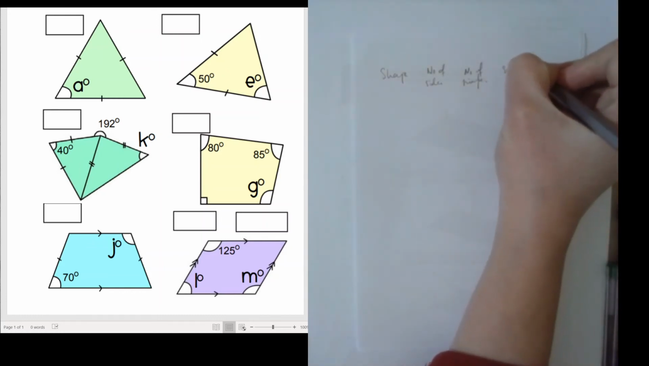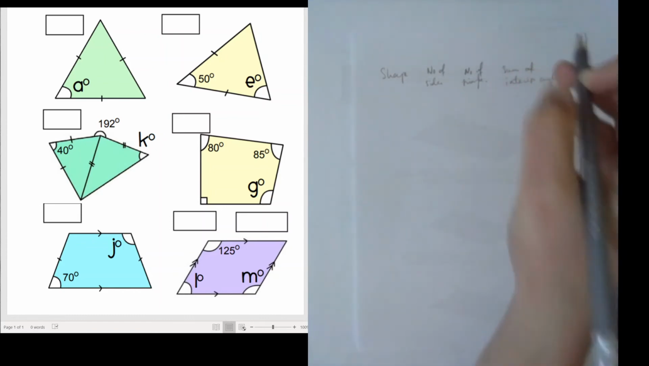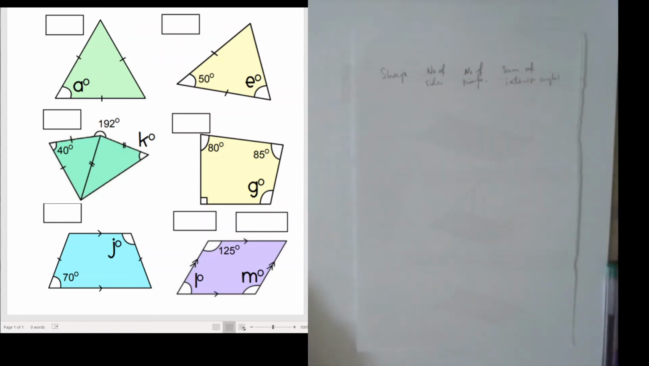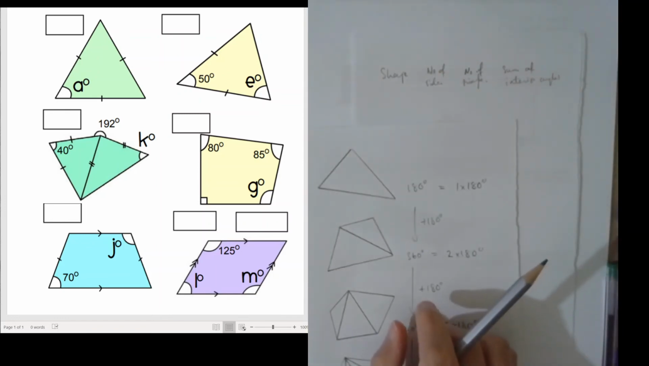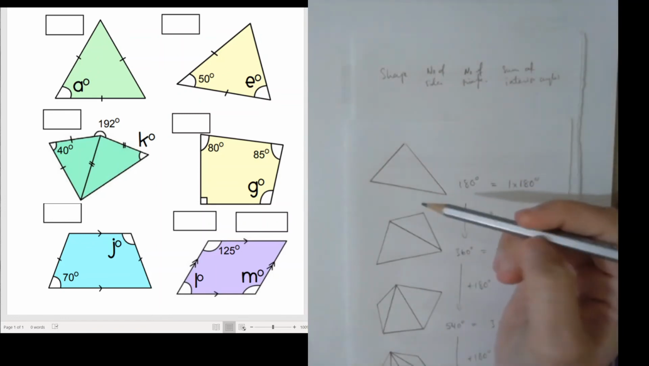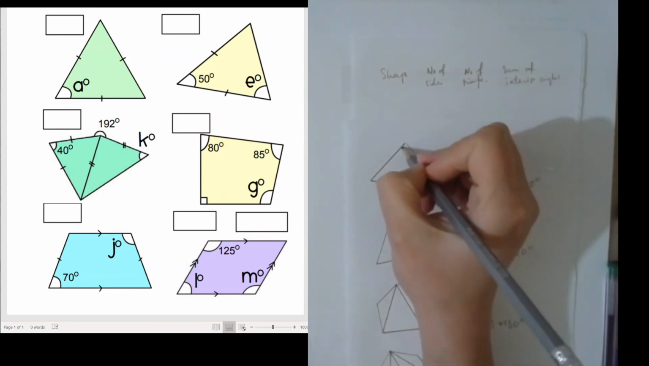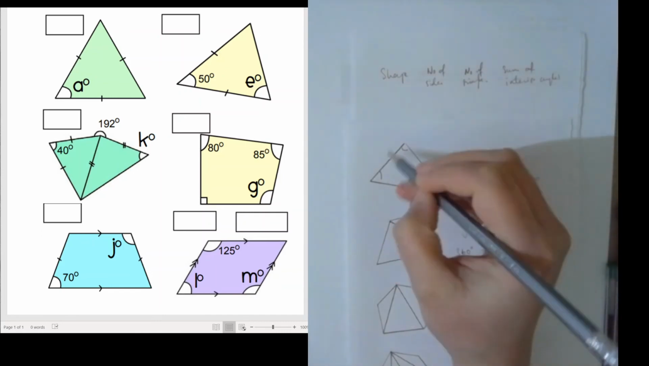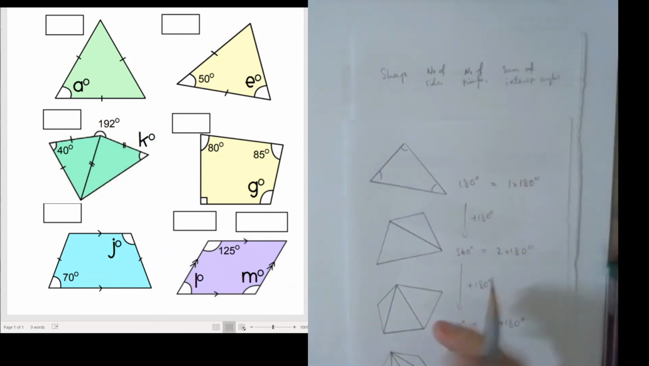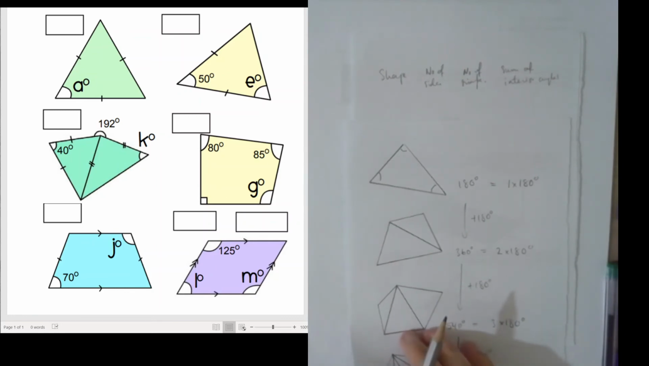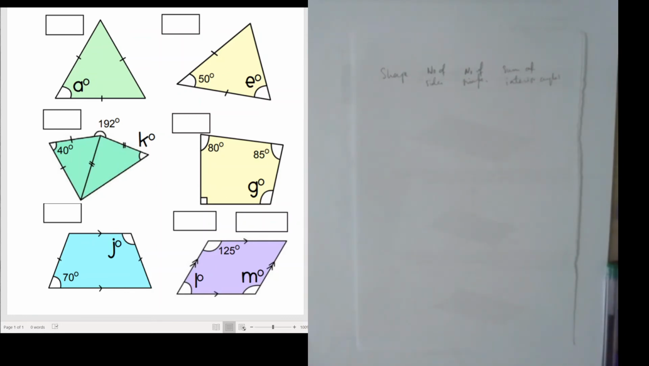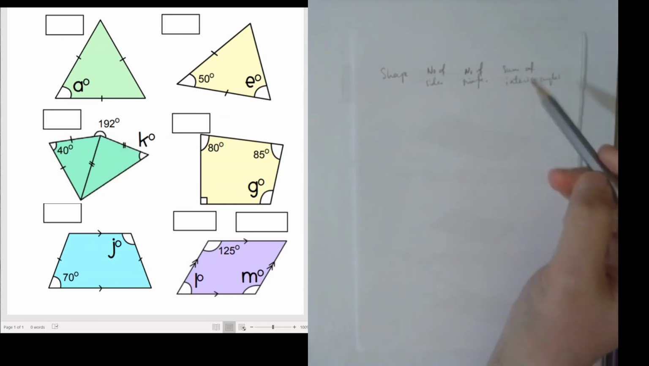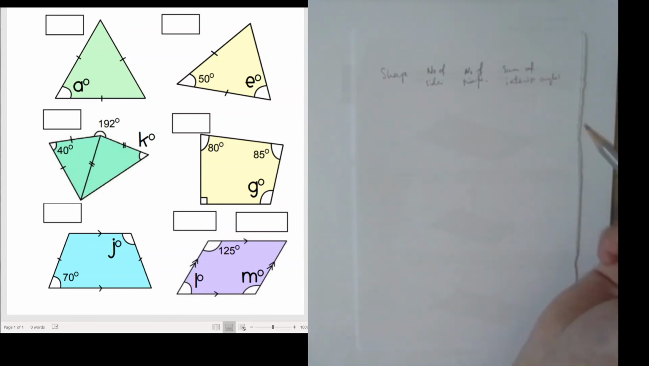Okay, sum of interior angles. Just as a side note, because you may not know this, interior angles are the angles that are interior to the shape. This is interior. That's an interior angle. And the sum is if I add all of them up. Okay? Just in case anyone's questioning what sum of interior angles means: sum means you add up, and interior just means the angles that are interior. Okay?